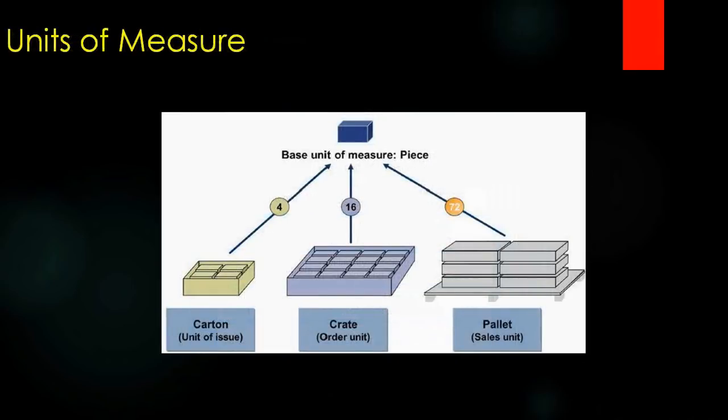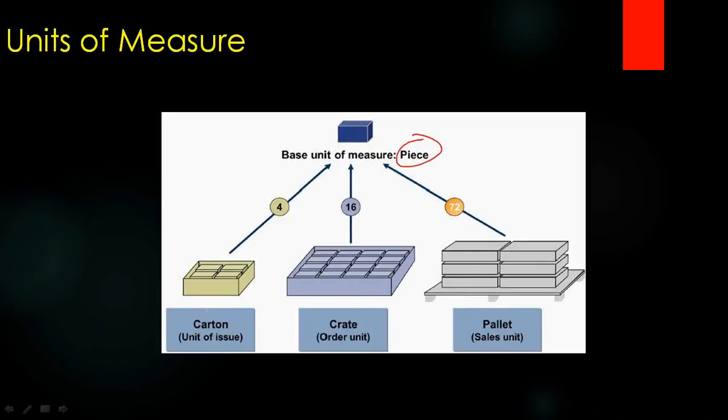Now we'll talk about the units of measure. Units of measure means, for example, we are manufacturing the product in, say, pieces. The basic unit of measure is pieces. However, when we want to sell it, or when we want to procure it, maybe this can be raw material as well. In the raw material case, we're going to purchase it from the vendor. So we can create some alternative units of measure.